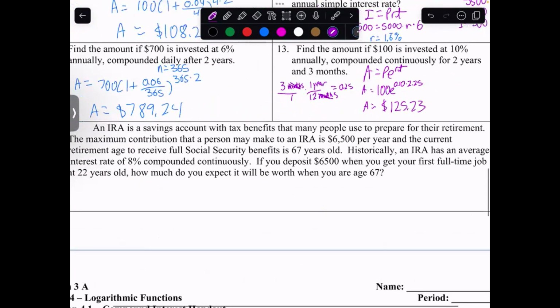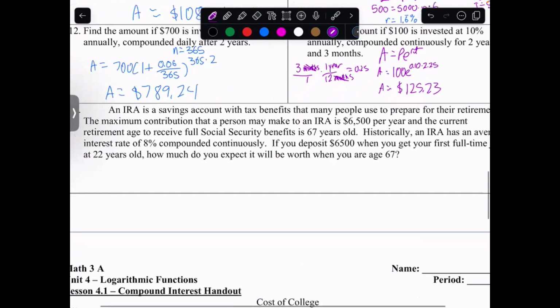Okay, and so this last one, I know many of you probably didn't get to it, but I want to go over it together. So this is a real thing. IRA stands for Individual Retirement Account. This is something that you really, really should do. Obviously, everyone at some point in their life would like to be able to retire and live out the rest of their days without having to work anymore.